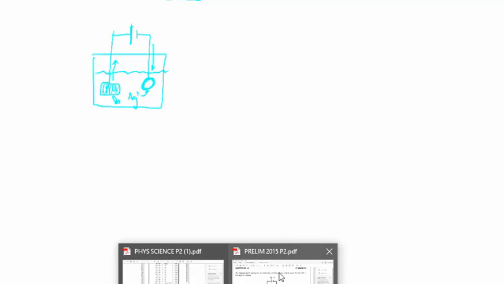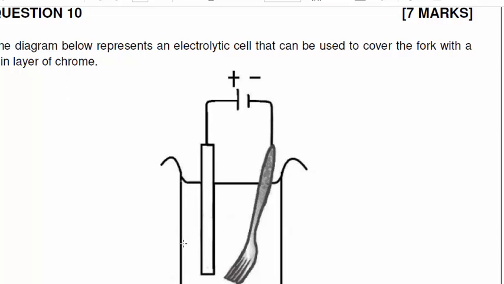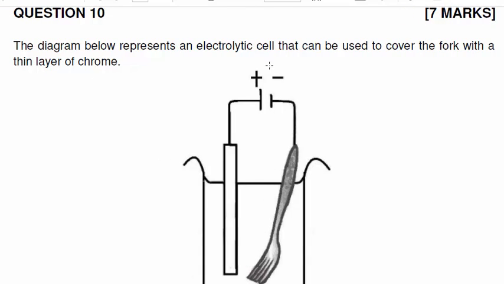Okay, so let's just go and look at this question. The diagram represented below is an electrolytic cell that can be used to cover the fork with a thin layer of chrome. So look, there is exactly what I said. Here's the bar that I want to plate the fork with. It's connected to the positive, so it's going to take electrons away from this bar, which is going to donate ions into the solution, which on this side, now they want electrons. On this side, electrons are given to the fork, and so the ions are now tending towards the fork. They get their electrons at the fork and plate, because that's where they got the electron from. Make sense?